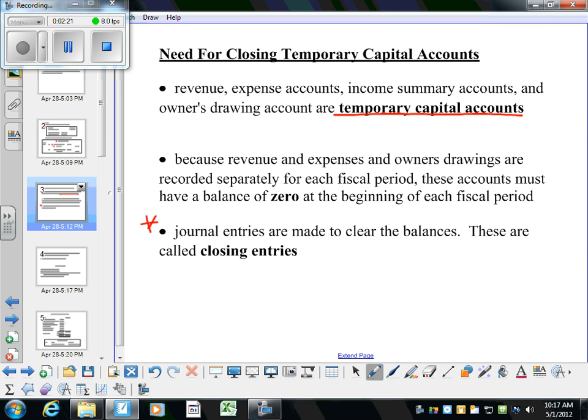So our goal is to make journal entries to clear those balances, so that when you start the next month, all of those temporary capital accounts have a balance of zero. Those are called closing entries.